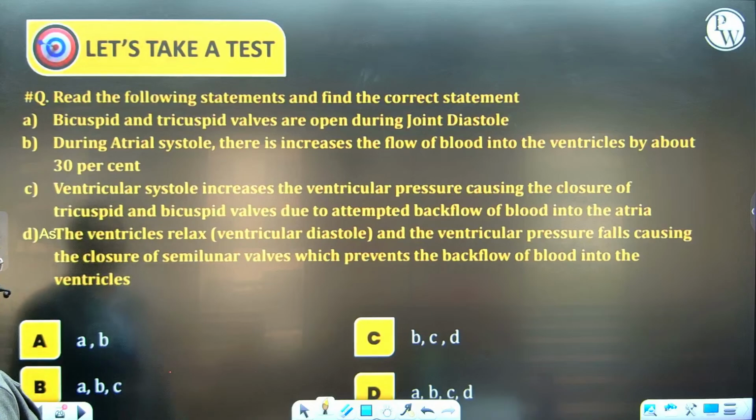Okay, moving ahead to the next question. Quickly. Again, you have true and false statements. Giving you a time of 30 seconds.